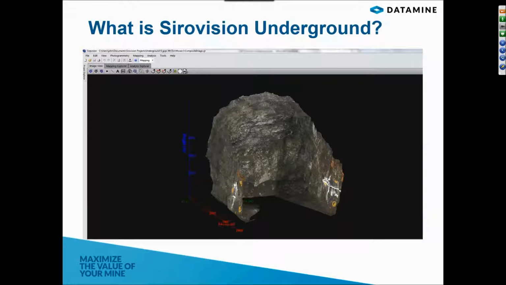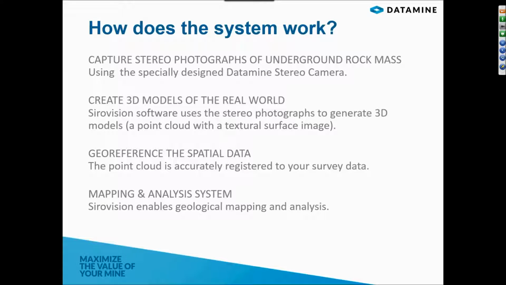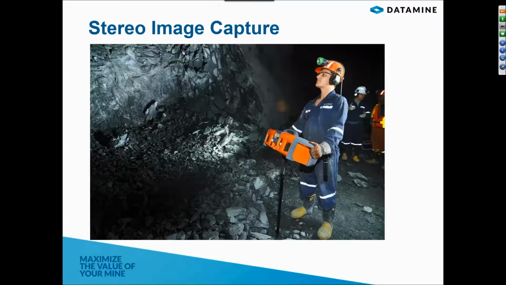There are two parts to Sirovision. It's the same software, but you can use it for an underground environment or an open pit environment. When you're looking at an underground environment, how does it work? It uses the specially designed Datamine stereo camera. It creates a 3D model of the real world. You can then georeference the spatial data. And because it's georeferenced, all the mapping is in real space. So you get an accurate representation of the contacts and the actual locations of the contacts and structures right on your image.